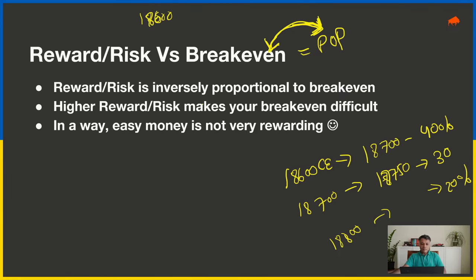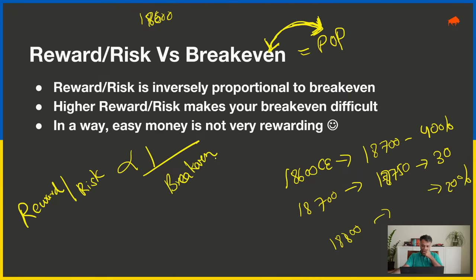If you want an easy breakeven, then you are not going to have good reward by risk, right? So RR. I like saying reward by risk. People do risk by reward. Somehow I like having the good stuff in the denominator. So reward by risk is inversely proportional to breakeven. You want an easy breakeven, you will get a poor reward by risk.